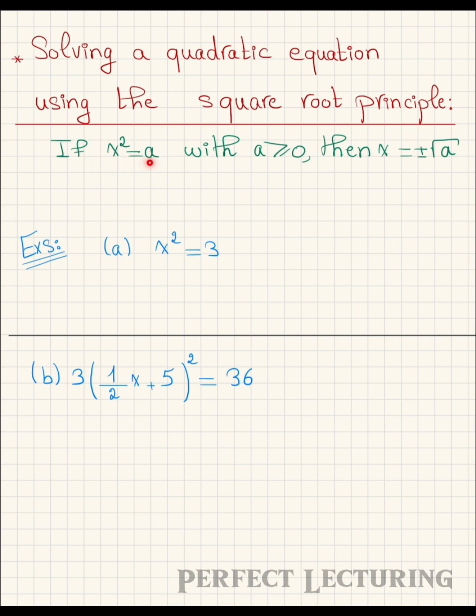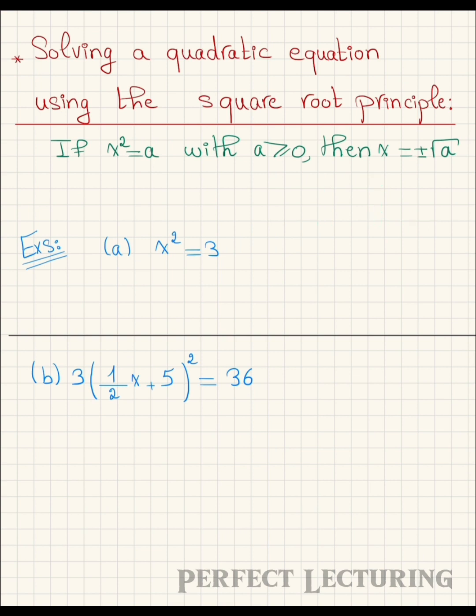Regarding the square root principle, what does the square root principle mean? If x squared is equal to a, with a non-negative, then x is equal to plus or minus the square root of a. So in order to use this method, I must have either x squared equal to a number which is greater than or equal to 0, or in general, something squared is equal to a number. Otherwise, if you have a general quadratic equation, it doesn't work. So in order for this method to work, I must have either this format or this format.